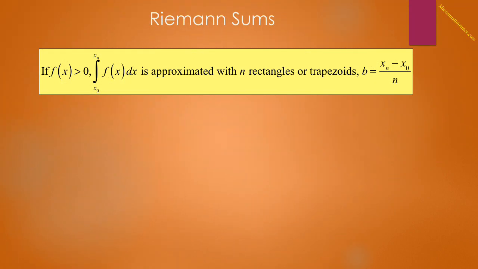So let's summarize. We are first assuming that f of x is positive. We'll deal with f of x being negative later. But for now, if f of x is positive, then the integral from x0 to xn of f of x dx, the area under the f curve, is approximated with n rectangles or n trapezoids. The base will always be x sub n minus x sub 0 over n, and we're assuming that the rectangles and trapezoids all have the same base.